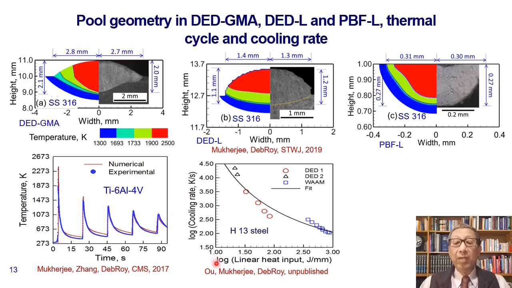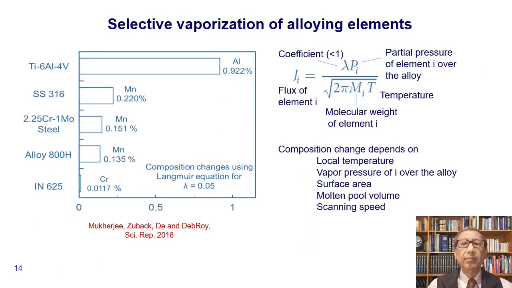And here we are looking at the effect of heat input on the cooling rate for directed energy deposition, and the alloy is H13 tool steel. And we can see that the cooling rate can change significantly if the heat input changes.